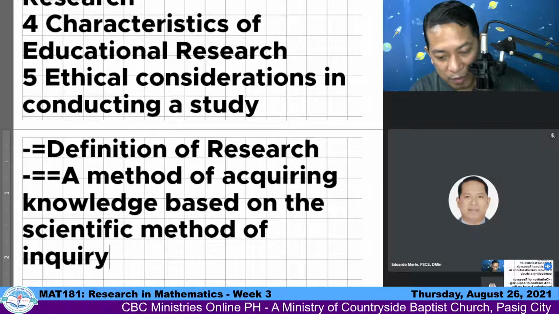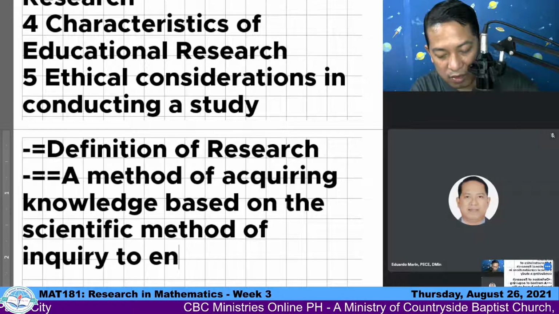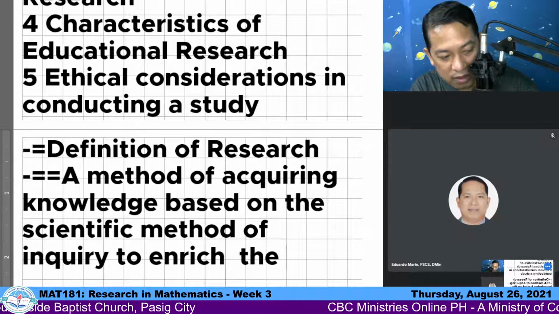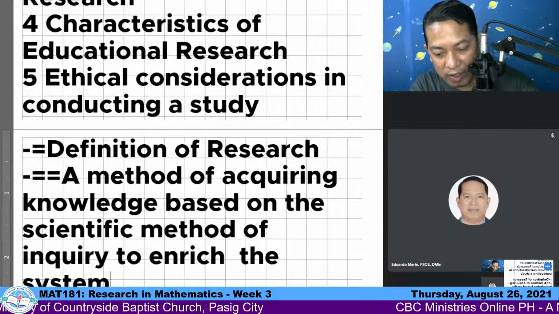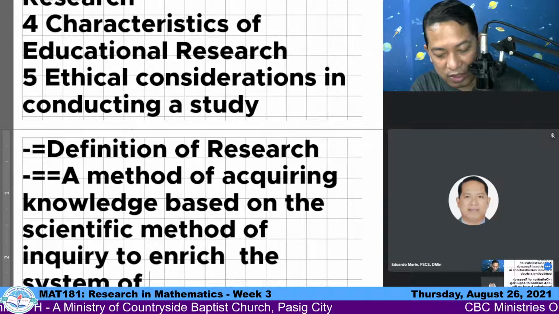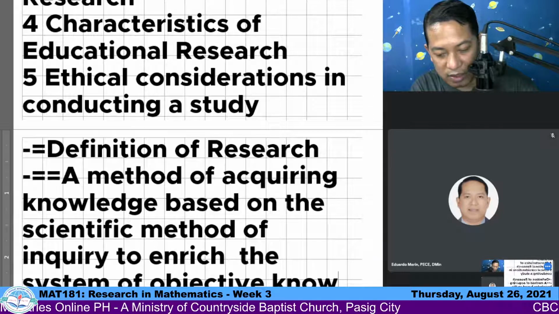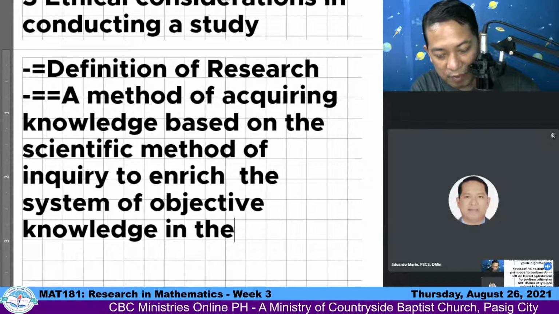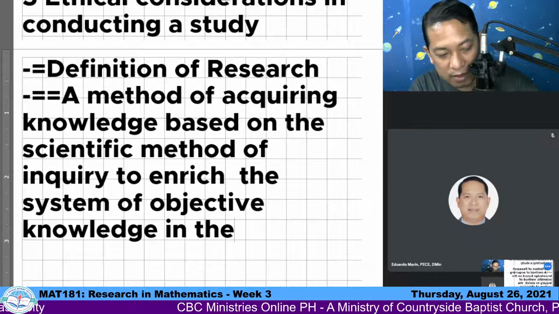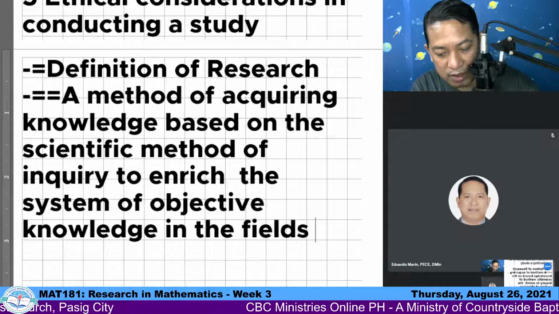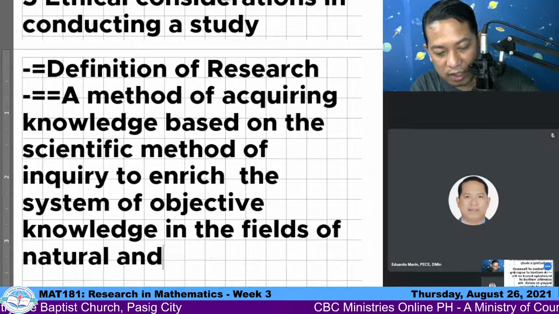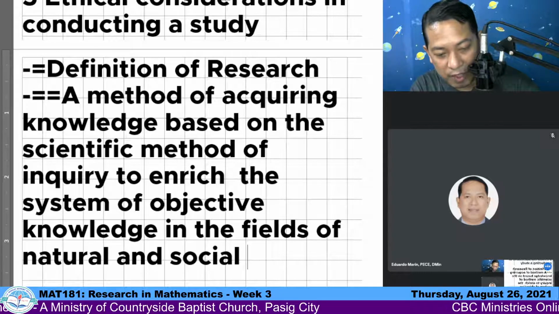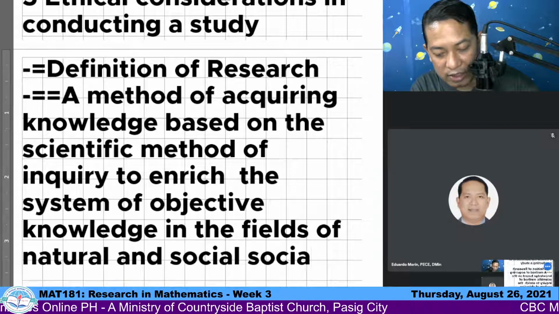So what's the purpose of which is to enrich the body of knowledge, to enrich the system of objective knowledge. So we're not just referring to subjective but objective knowledge in the fields of natural and social sciences, where education is part of it. So most of the time we are part of the social sciences.